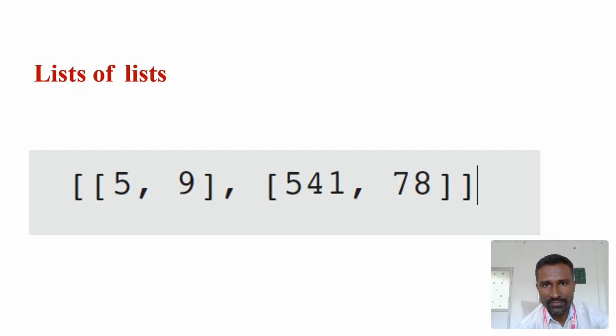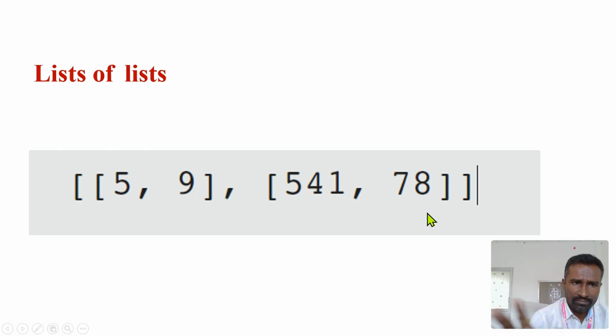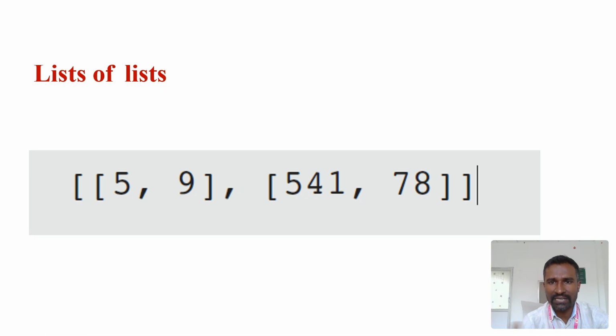And list of list, that is, a list within a list. There is a square bracket, and within the square bracket two lists are included: 5, 9 is one list, and 541, 78 is another list. Both lists are itemized within another list. This is the list of list.